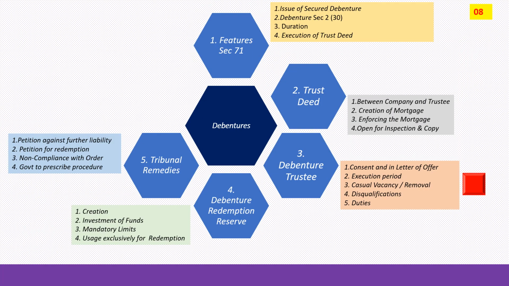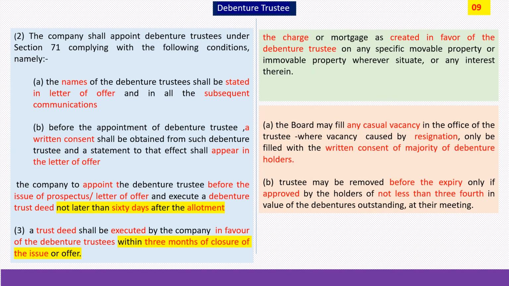Having seen the trust deed, we will now have a look at debenture trustee and certain specific aspects as regards the position and the person going forward. The debenture trustee is an important position and a person because he is the spokesperson and protector of interest of the debenture holders. Section 71 highlights a few points which are worth noting here now.